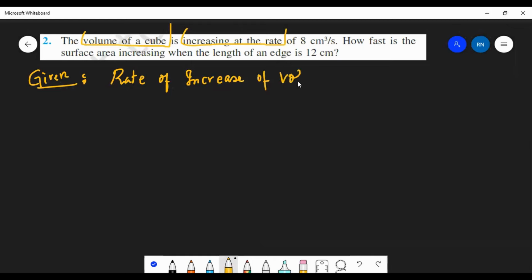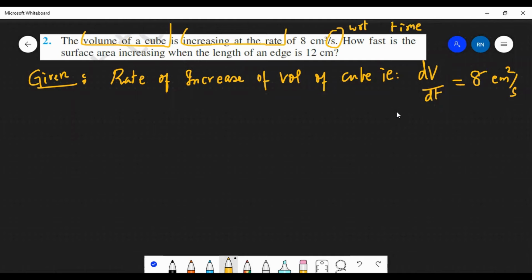Rate of increase of volume of cube. So we can give a name for it, dV by dt. How do you know it is dt? Because of the per second information. You get information that it is with respect to time. Otherwise, we don't know. They have not used any word other than per second. So 8 centimeter cube per sec is the rate of increase in volume.